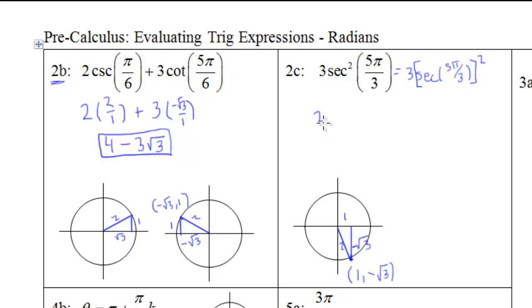So then this is 3 times whatever we get for the secant, and then we'll square it. So secant is r over x, radius over x coordinate. So 2 over 1, so it's 3 times 2 squared, or 3 times 4, which is 12.